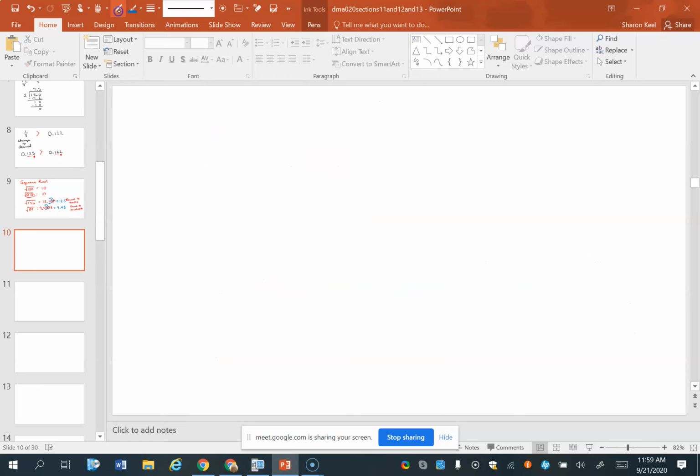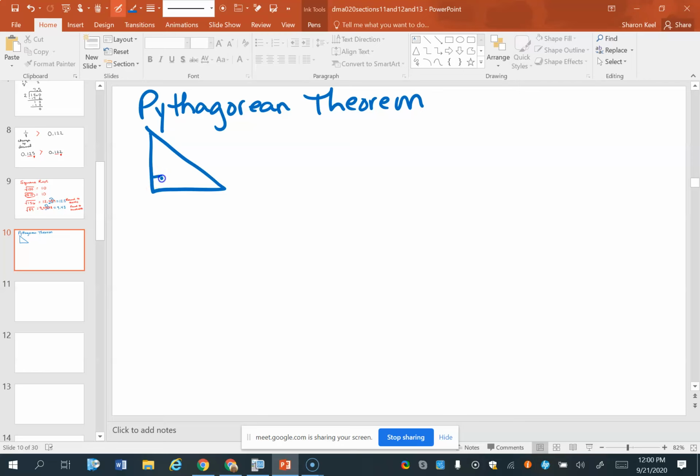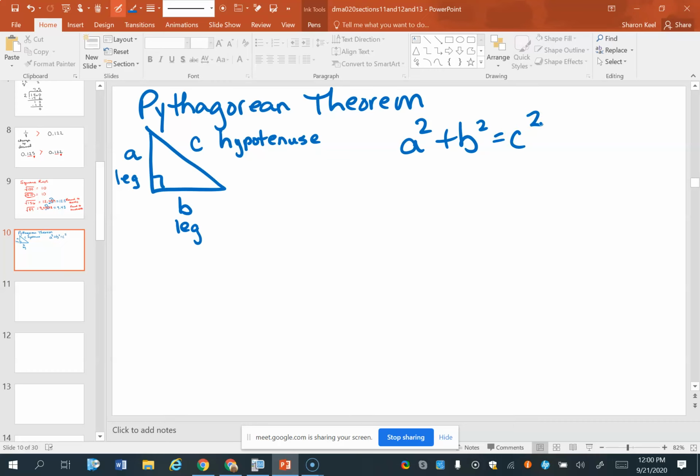Last but not least, we're going to revisit the Pythagorean theorem. The Pythagorean theorem relates to having a right triangle. The two sides that make the right triangle are A and B. The diagonal is the C. The A and B are also called the legs. The C is called the hypotenuse. Our formula is A squared plus B squared equals C squared.